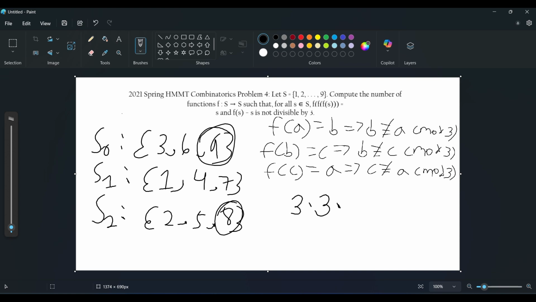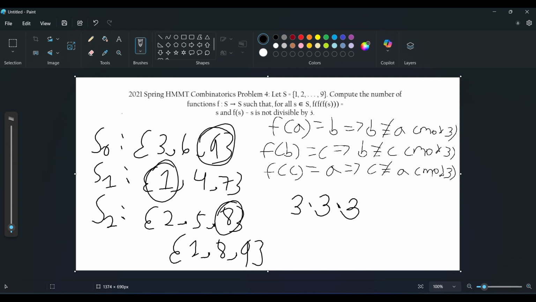If A is congruent to 2 mod 3, and we also have B congruent to 0 mod 3, then C has to be different from 0 and 2, so C must be congruent to 1 mod 3. Again, there are 3 choices for C. Without loss of generality, I'll just choose 1. So we're done with the first set we chose, right? The first set of A, B, C we chose was 1, 8, 9.